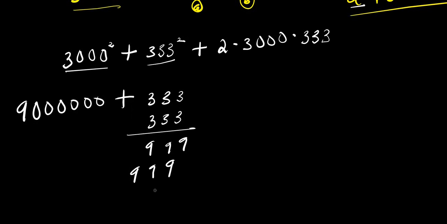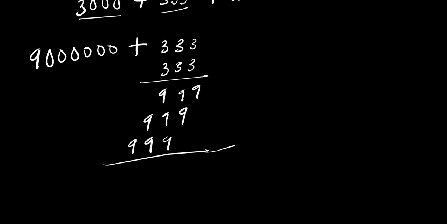3 times 3, we have 9. So let's add up together. So this is 9. This is 18. 8 carry over 1. Okay, 10. 10 plus 9, that is 19. 19 plus 9, that is 28. 8 carry over 2 and add here.